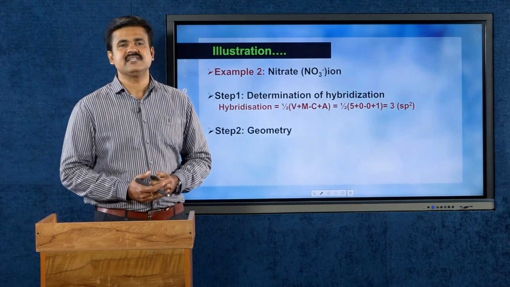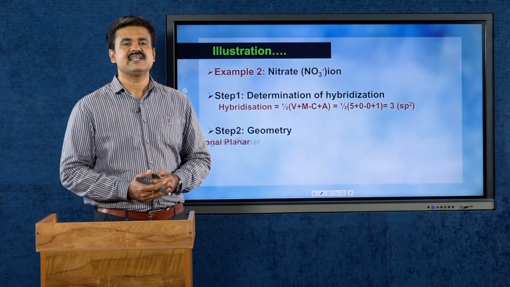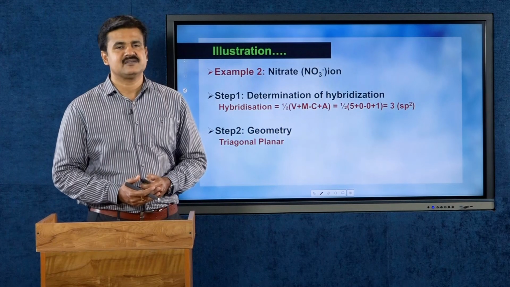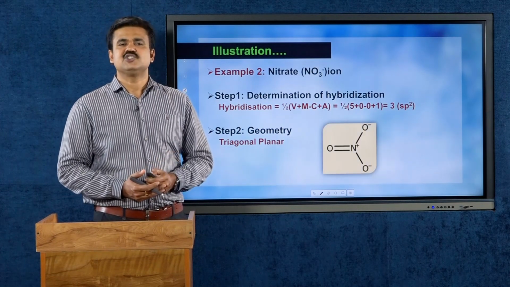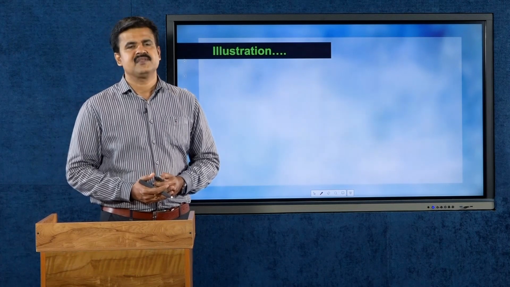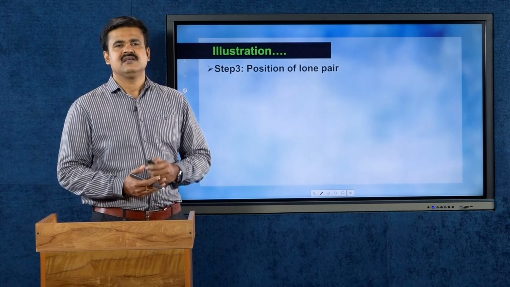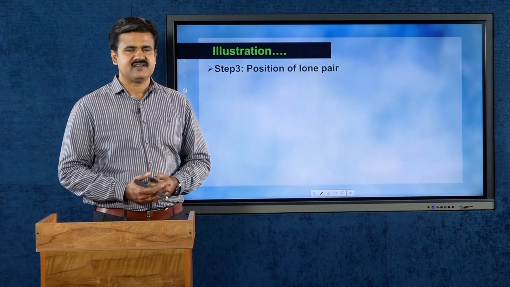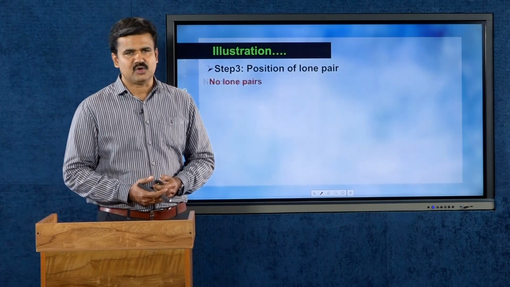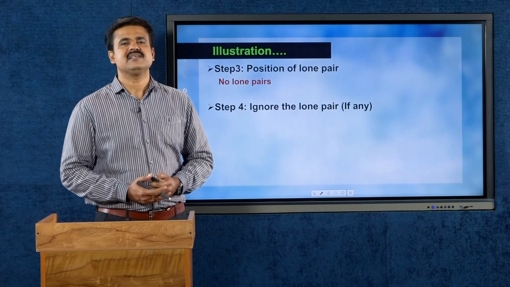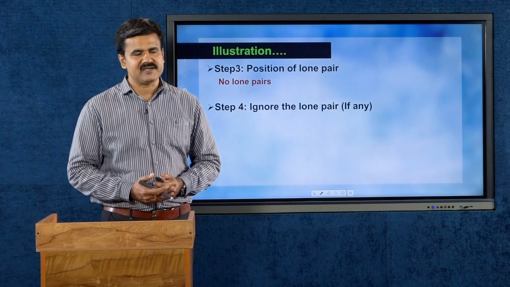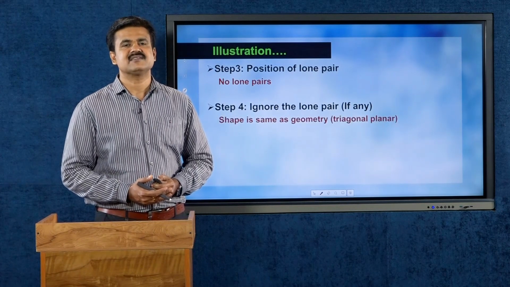And we can determine the geometry in the second step. The geometry is trigonal planar and there is no lone pair of electrons on the central atom nitrogen. This is the geometry of nitrate ion, that is NO3-. Now, in the next step, the position of the lone pair is to be identified. Since there is no lone pair on the nitrogen atom, we don't worry about the position of the lone pair. And the last step is ignoring the lone pair to get the shape. We know that in this molecule there is no lone pair and hence geometry is the same as shape.